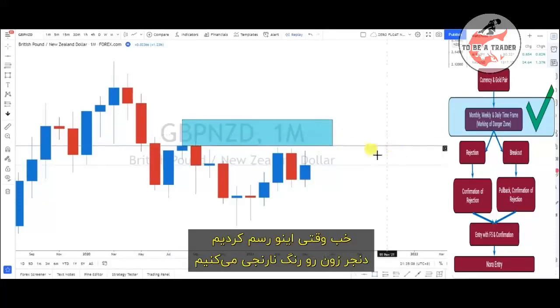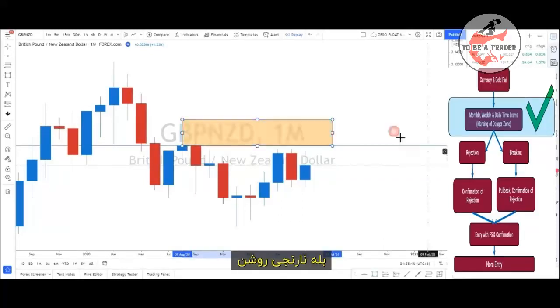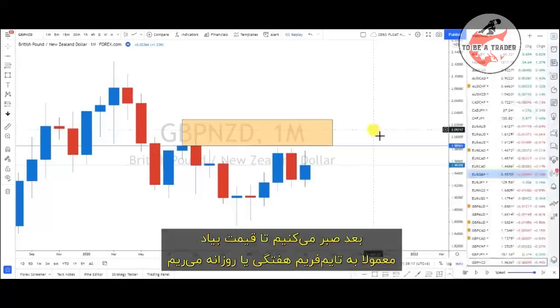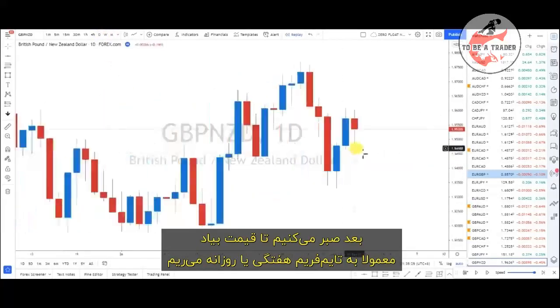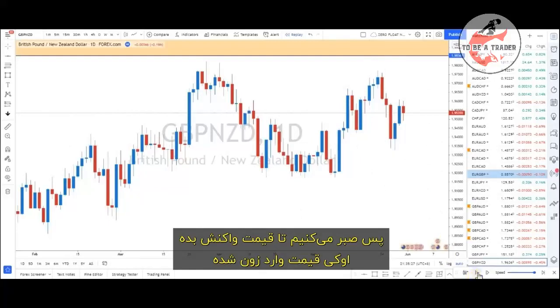Okay, once we mark this, let's color our danger zone orange. Yep, light orange. There we go. Next, we just wait for price to come in. Normally we will go to the weekly or the daily time frame, so we wait for price to react.